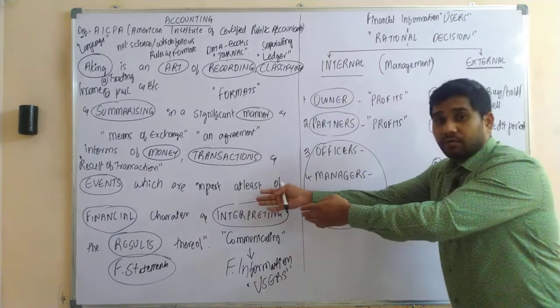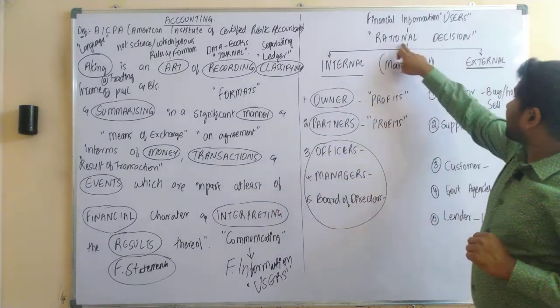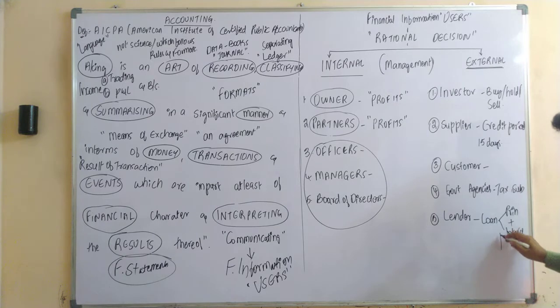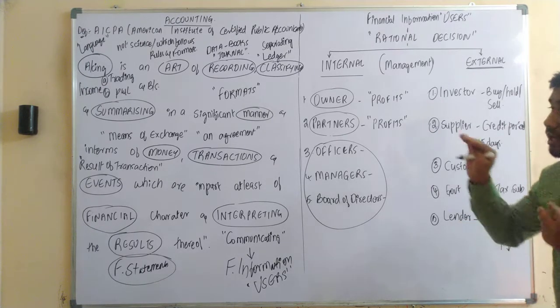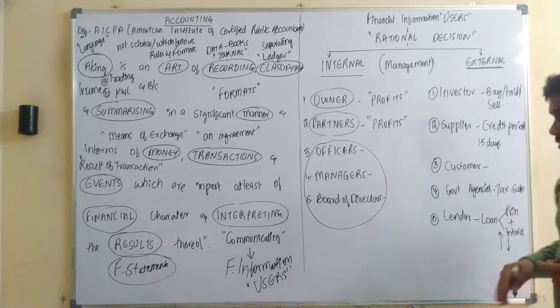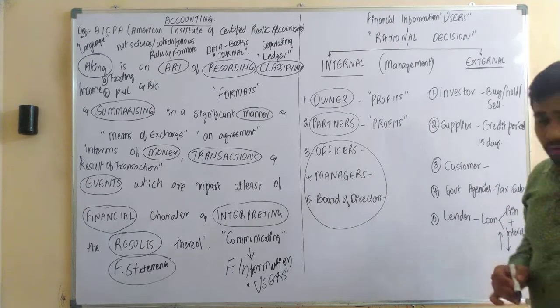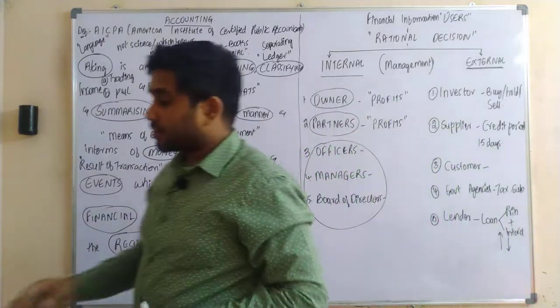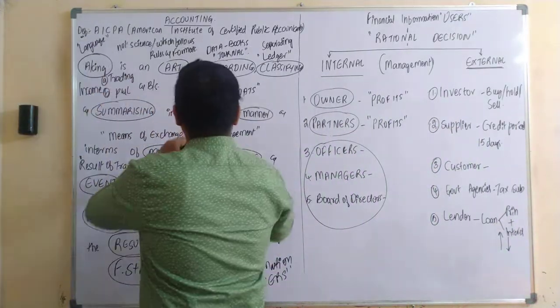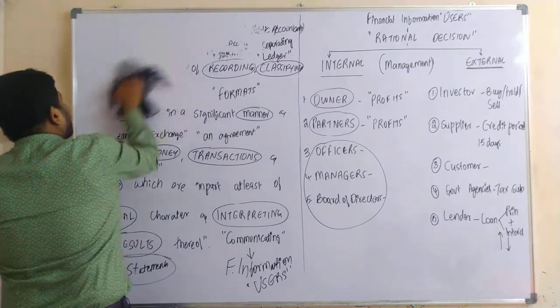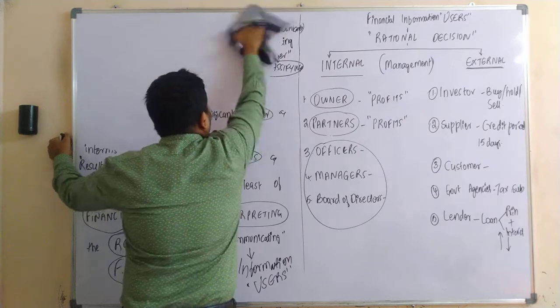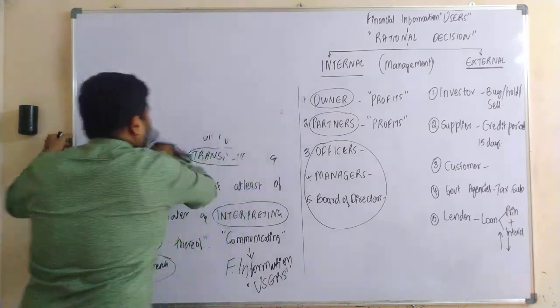So depending upon that information, Mr. Lender can take a rational decision whether to increase the interest amount or to decrease the interest amount. If his capital is at risk, he would be increasing the interest, yes or no? If the capital is not at risk, if the company is doing so good, he can reduce some interest percentage, yes or no? So this is nothing but your financial information users, where they are divided from the point of view of the management into internal users and external users. Now let's continue.